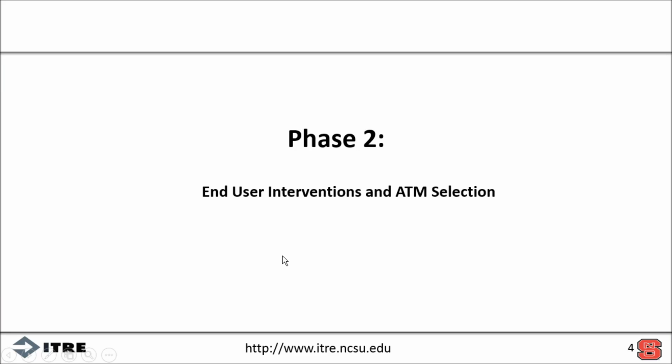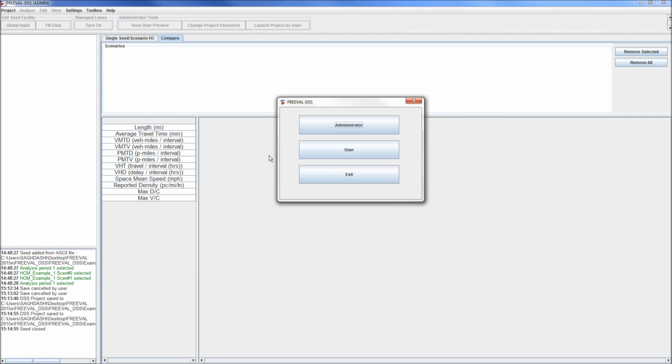Phase 2, End-User Interventions and ATM Selection. After opening a DSS project file, the user can choose to return to the administrator configuration using the previously mentioned password, or go to the End-User Interventions phase. For this example, we will go to the End-User Interventions phase.